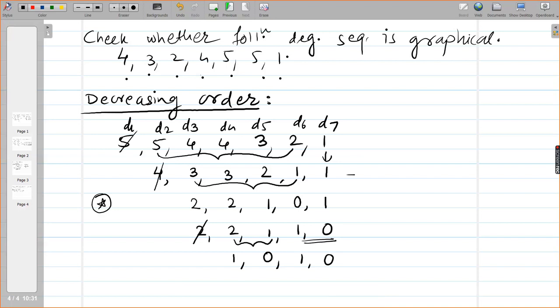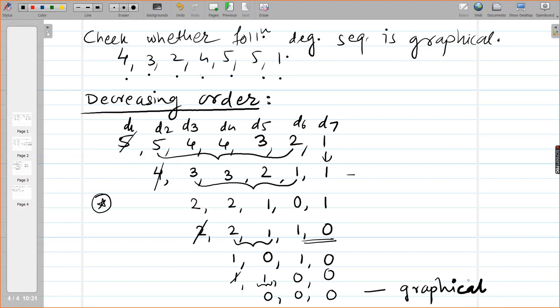Okay. Again rearrange this sequence into decreasing order. So 1 1 0 0. Now cancel this one and only in this one I will subtract 1. So 0 0 and 0. If you get the last sequence as 0 0 0, the degree sequence is graphical. If any negative integers appear in the new sequence, then the sequence is not graphical.